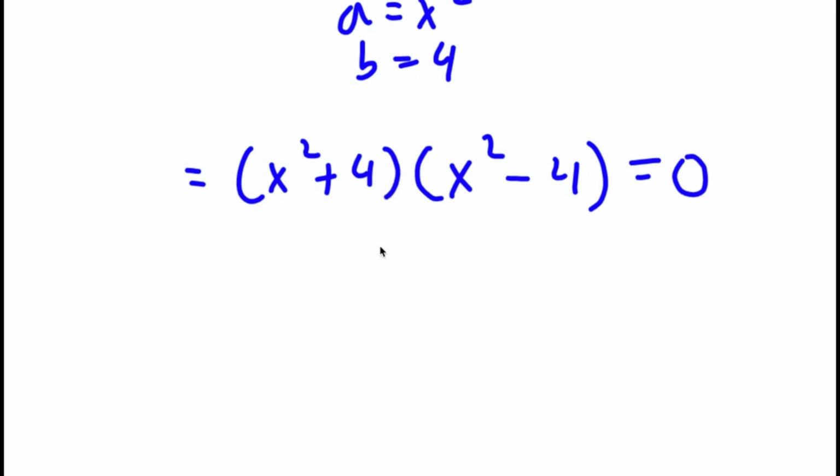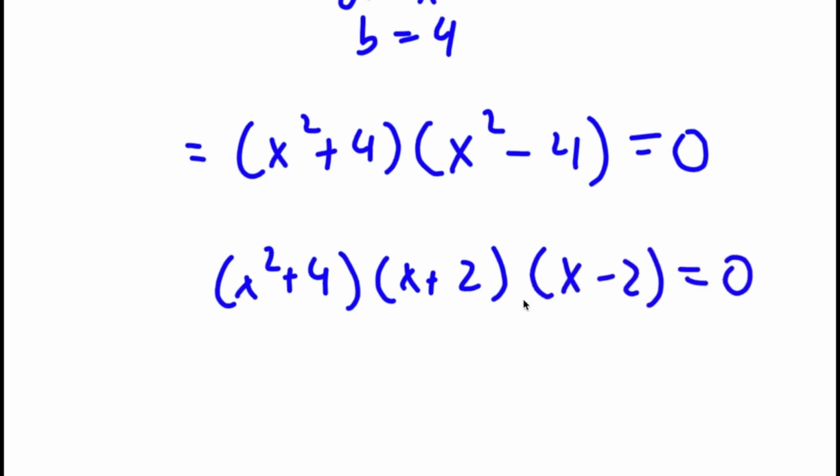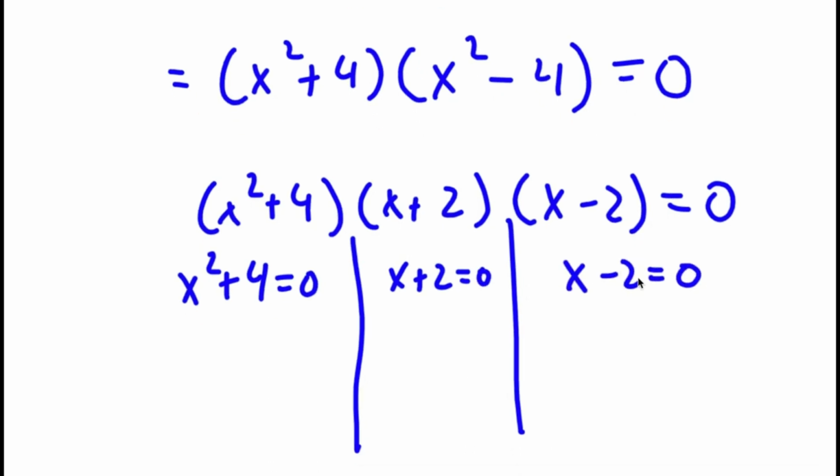So now x to the power of 2 minus 4, this is actually the same thing as x plus 2 times x minus 2. So now I have x to the power of 2 plus 4 times x plus 2 times x minus 2 is equal to 0. So now this gives me three equations. I have x to the power of 2 plus 4 is equal to 0, x plus 2 is equal to 0, and x minus 2 is equal to 0.